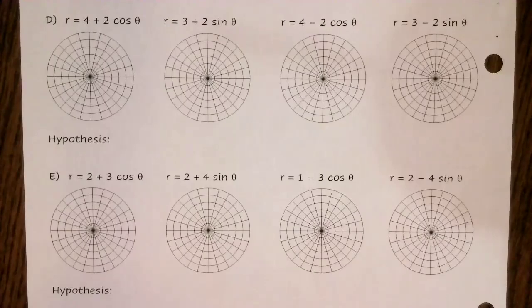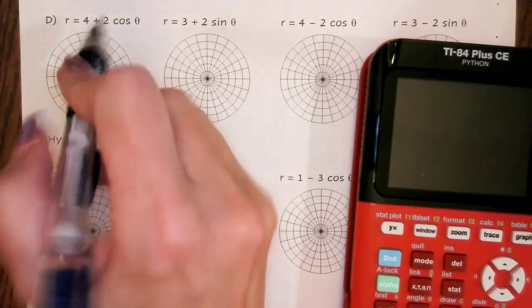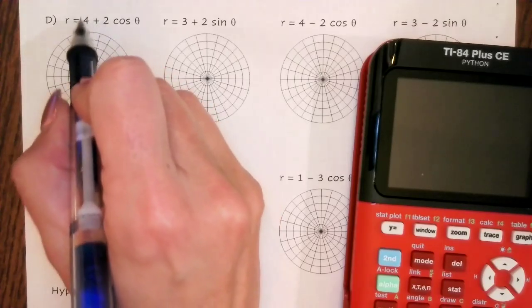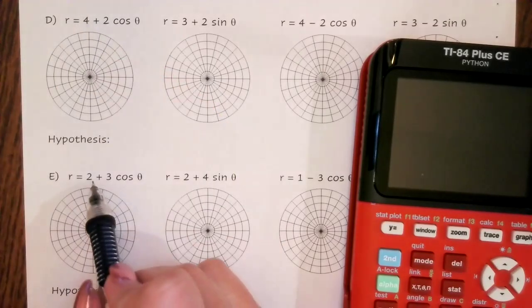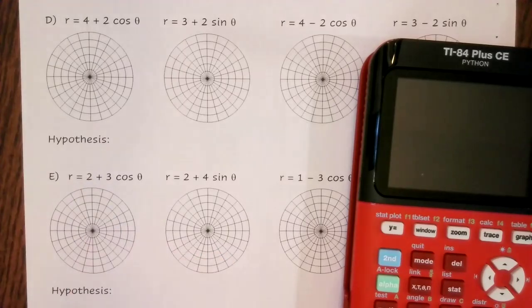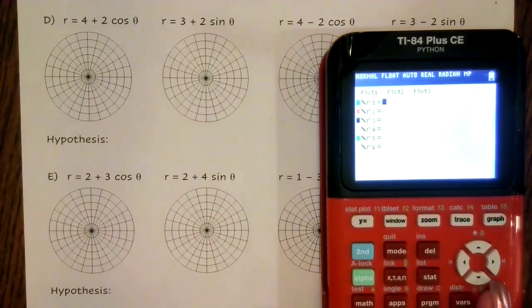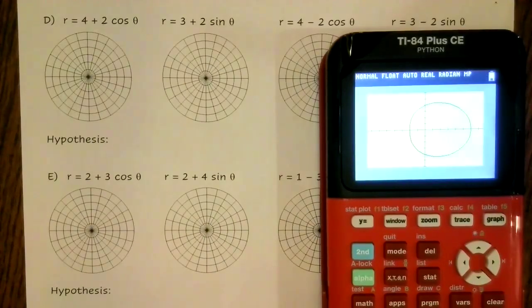All right, we're going to look at a few more here. Now, we do not have the same numbers here. So they are different numbers. In this case, the first number is bigger. This next one we're going to look at, the first number is smaller. We are going to start again by putting this into the calculator. So we go to our y equals, and I'm going to put in 4 plus 2 cosine theta and see what my graph does there.